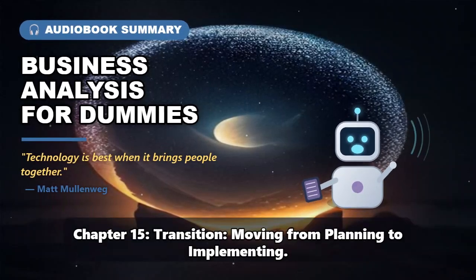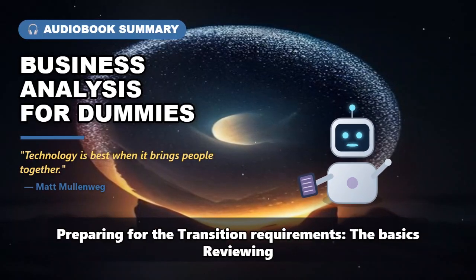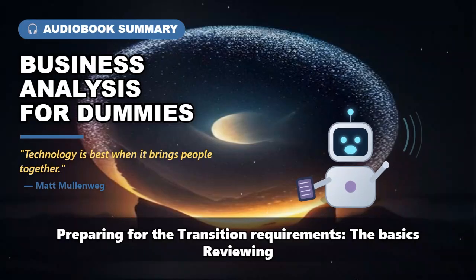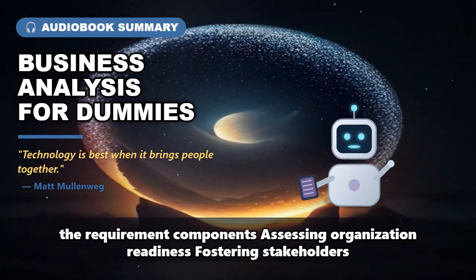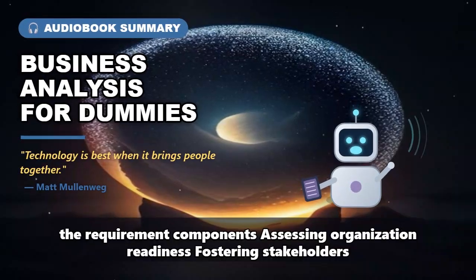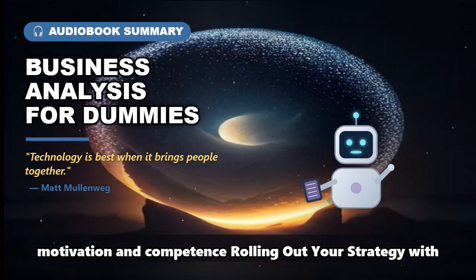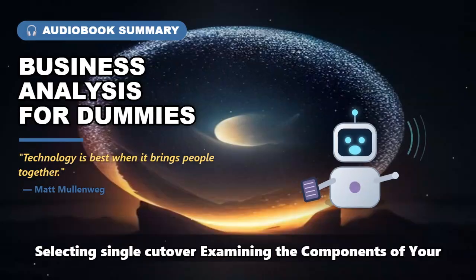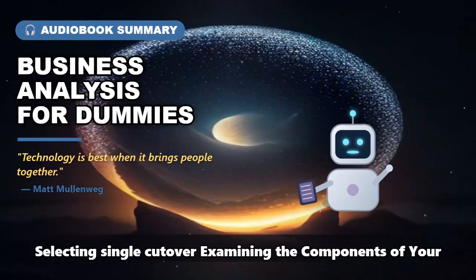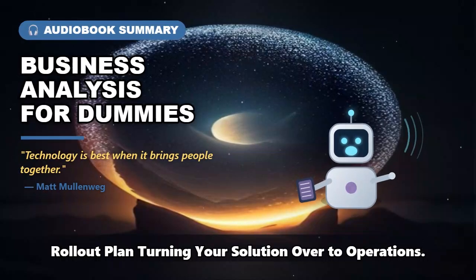Chapter 15, Transition, moving from planning to implementing. Preparing for the transition, requirements basics, reviewing the requirement components, assessing organization readiness, fostering stakeholders' motivation and competence, rolling out your strategy with the right approach, trying parallel processing, piloting, selecting single cutover, examining the components of your rollout plan, turning your solution over to operations.